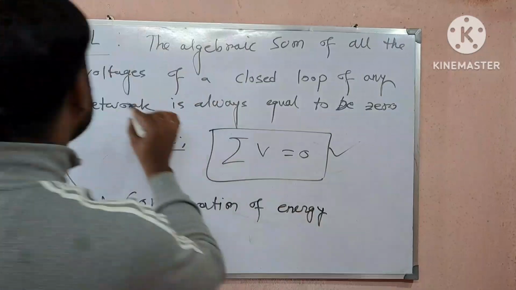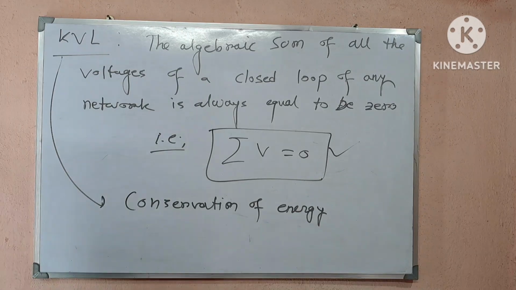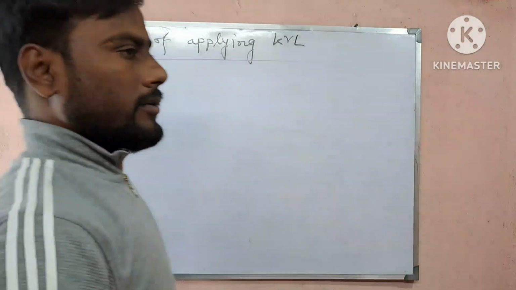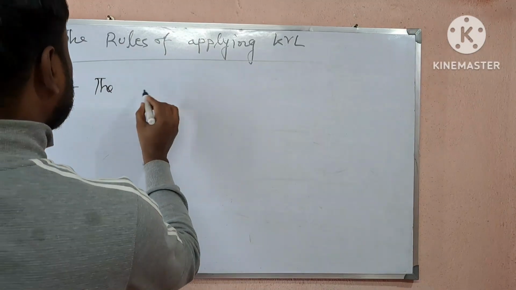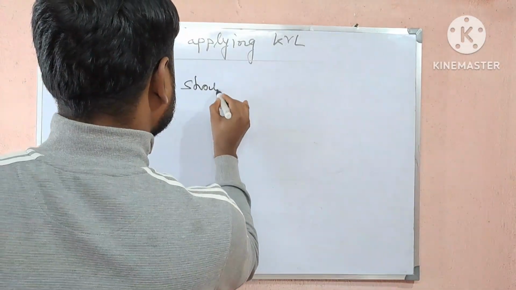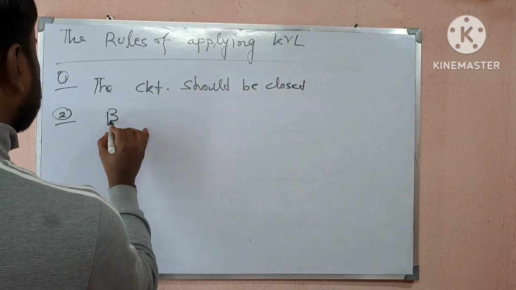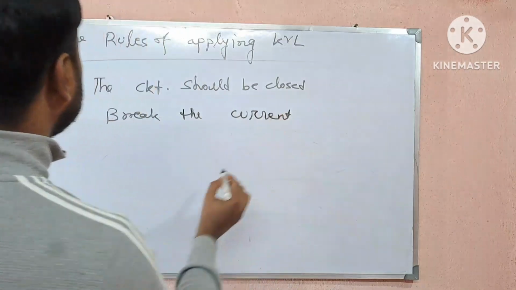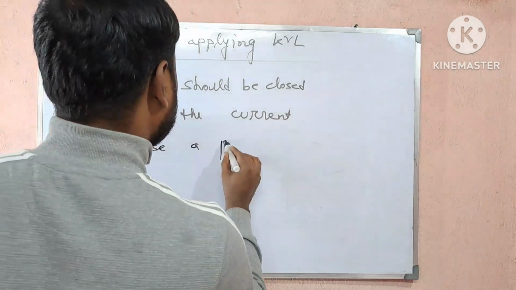Now we have to apply this KVL to solve numericals. So before applying KVL, we must know that KVL is valid only for closed loops. This is valid only for closed circuits. Before solving, we should know the rules of applying KVL. First one, the circuit should be closed. Second, break the current. I will explain all these things. Now just write, break the current. 3, choose a path.